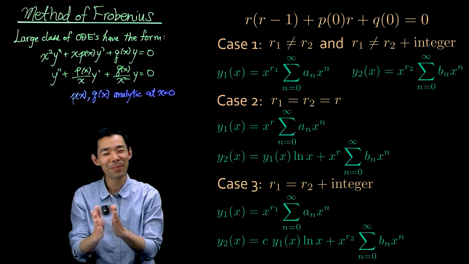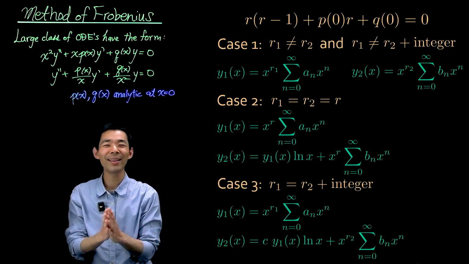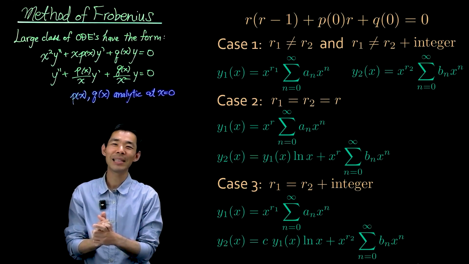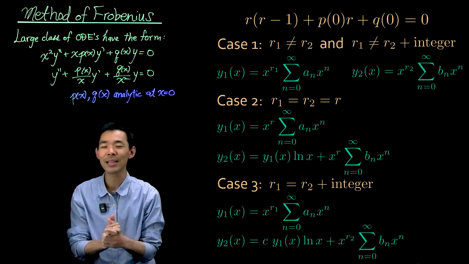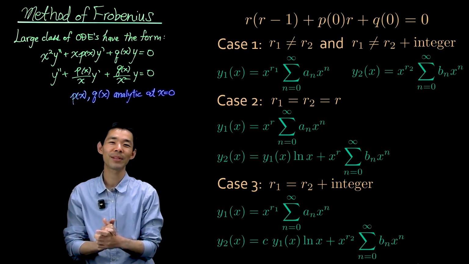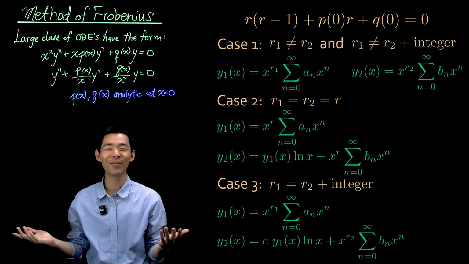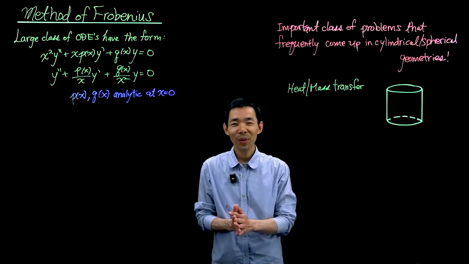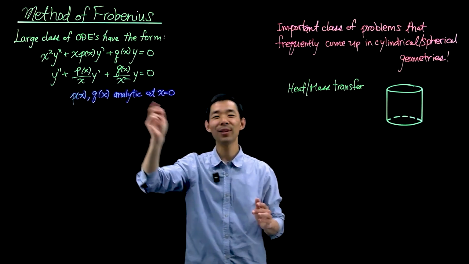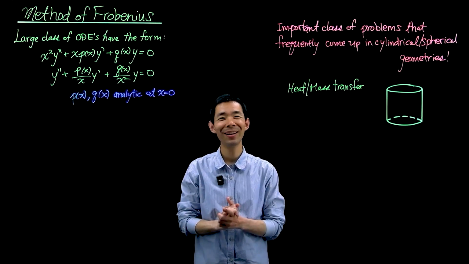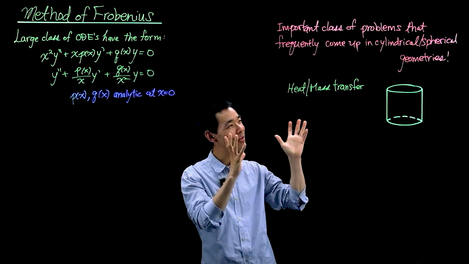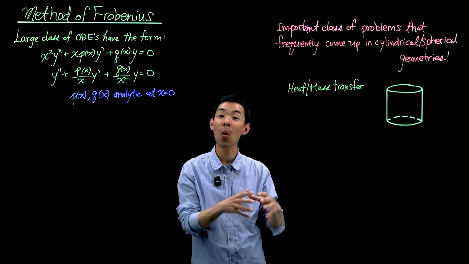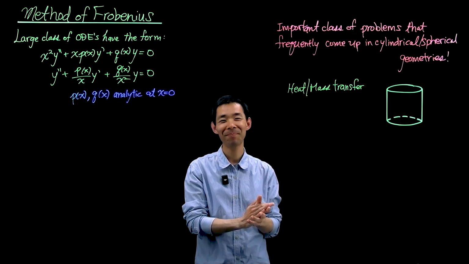Well, let me give you a little bit of motivation for why these solutions come up and why they're important for science and engineering, because these types of solutions do indeed come up in very common problems. So let me give you a little bit of motivation for why we have to do all of these things right here. The reason why this equation is so important in science and engineering is that there's a large class of problems that frequently come up in cylindrical or spherical geometries.